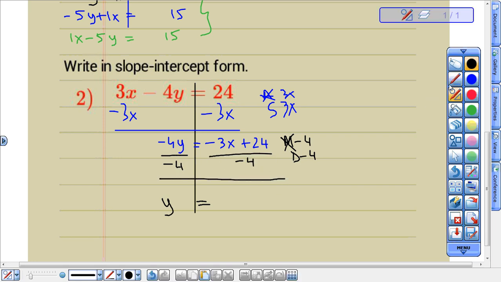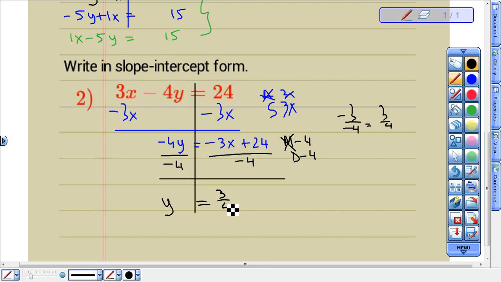By division, we're going to have negative 3 divided by negative 4. Well, we can't simplify that except for getting rid of that negative sign for the numerator and denominator. And then we will do 24 divided by negative 4, which is negative 6. So we will have the equation y equals 3 divided by 4x minus 6.